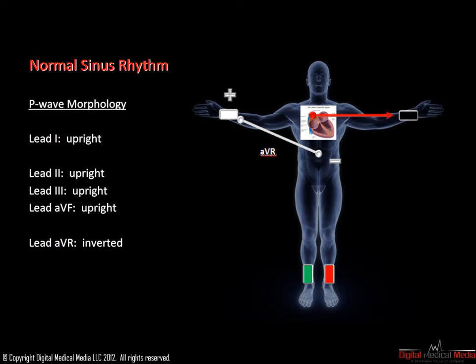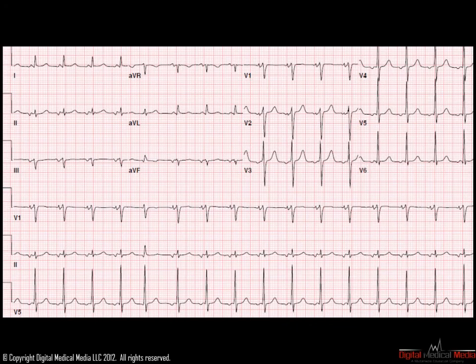If a P wave is upside down or inverted in AVR, then it is almost certainly coming from the sinus node. The corollary to this is that a P wave which is upright in lead AVR is absolutely not coming from the sinus node. Here is a new ECG.